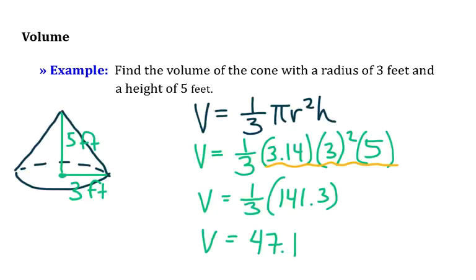Now I left off the units as I worked through the cleanup process, but don't forget to include them on your answer. So anytime we're finding volume, it's units cubed, and in this example my units were feet. So the volume of the cone would be 47.1 cubic feet.